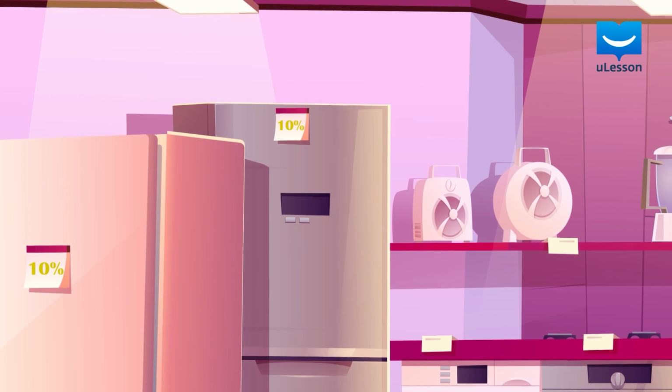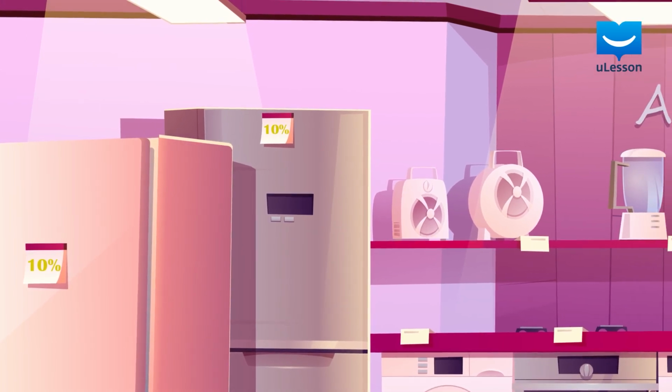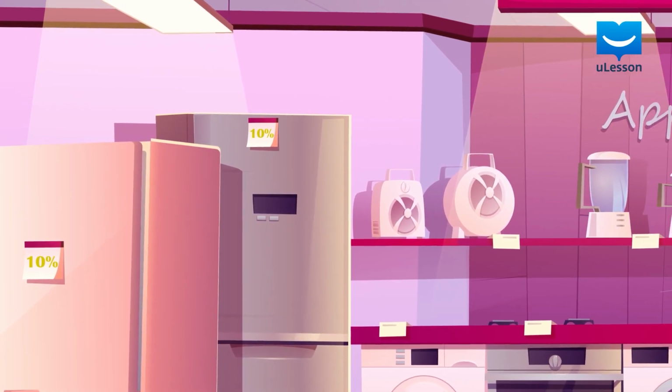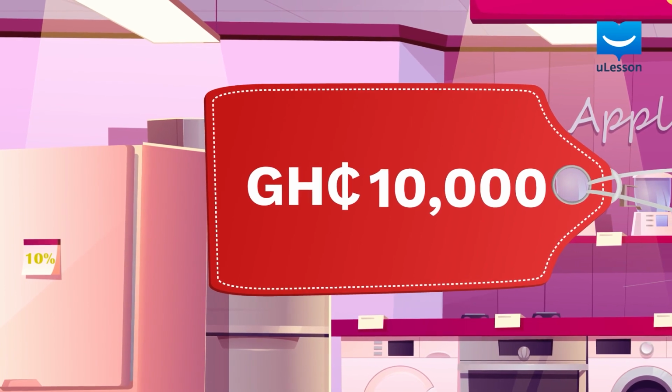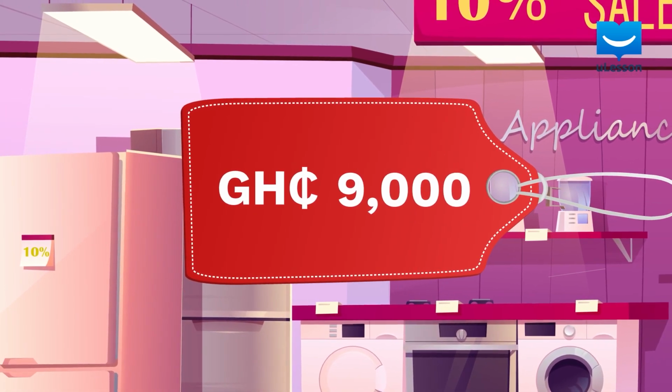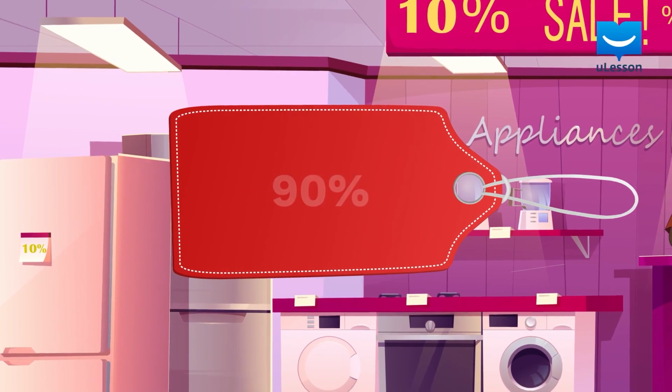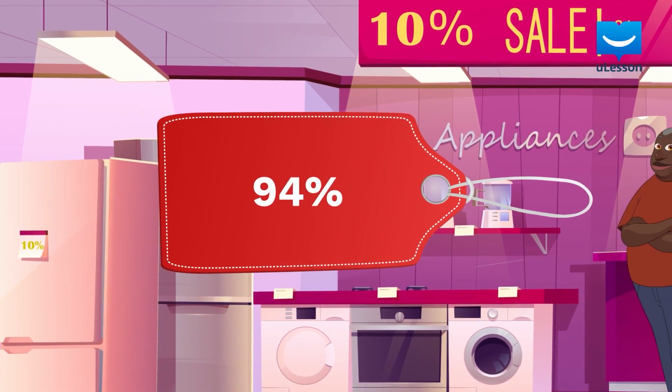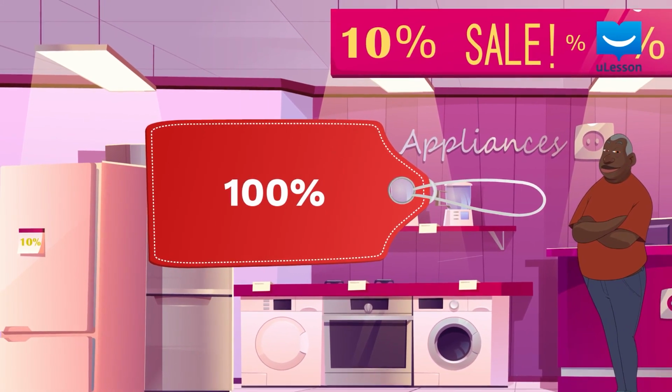Consumer appliances are unitary elastic in their supply. So for example, suppose a fridge seller decides to give a 10% discount on fridges, reducing cost from 10,000 to 9,000 cities. In that case, his quantity supplied will rise from 90% to 100%.